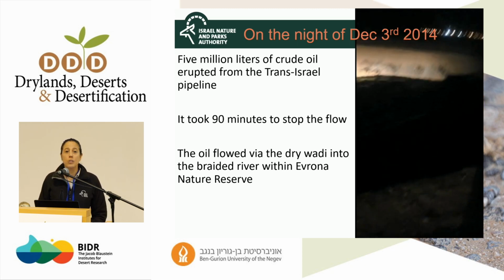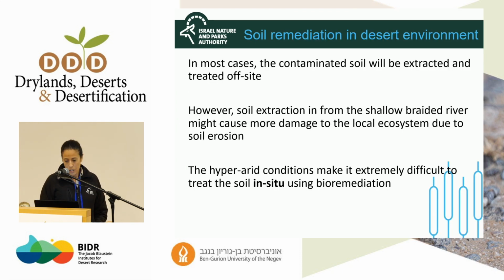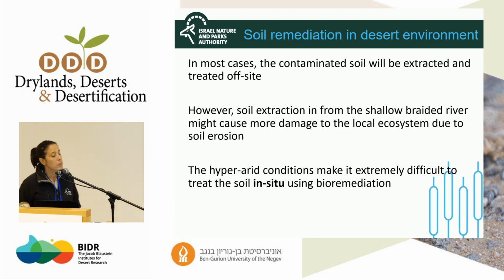So the ranger knew what he was talking about. To those of you who don't speak Hebrew, his last word was that all of this is going to go to Evrona. So he knew what was going to happen, because the oil flooded through the dry riverbed into the braided river and into the Evrona salt flat.